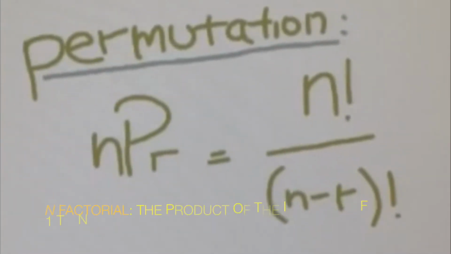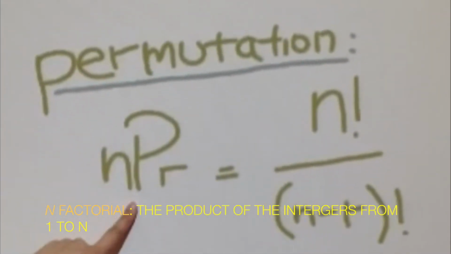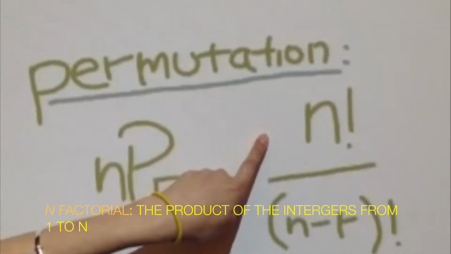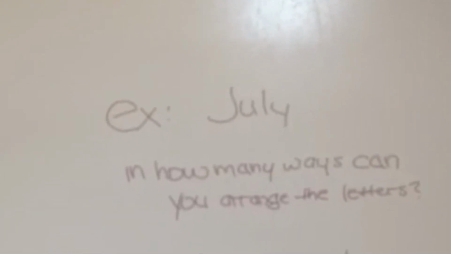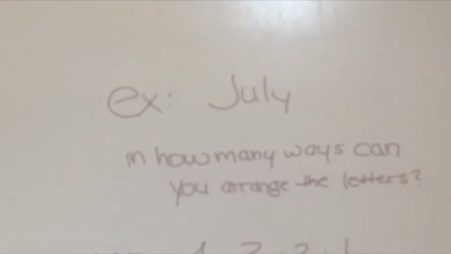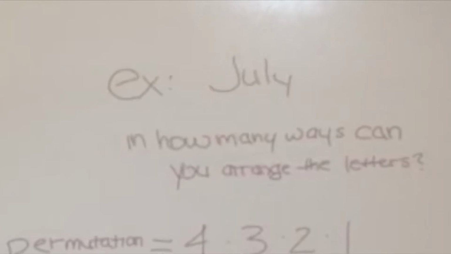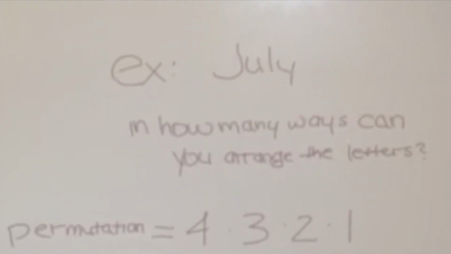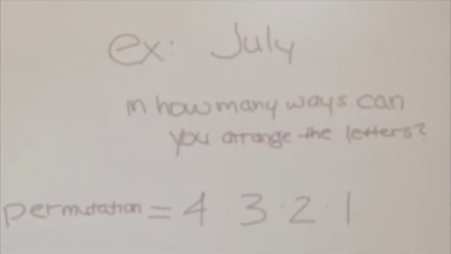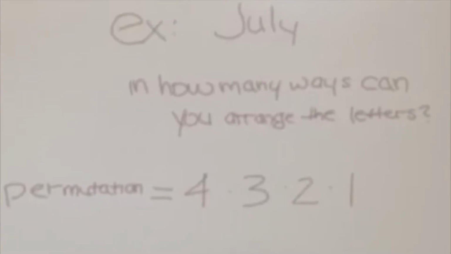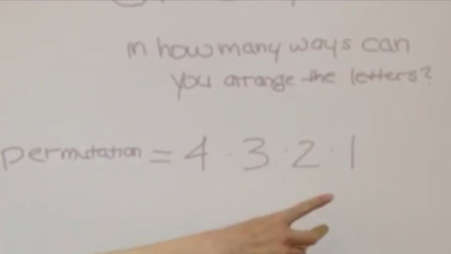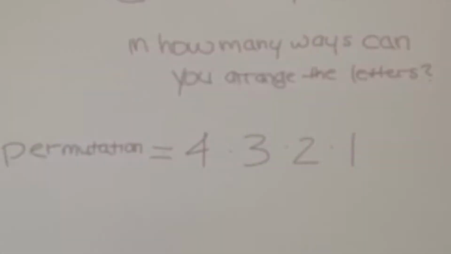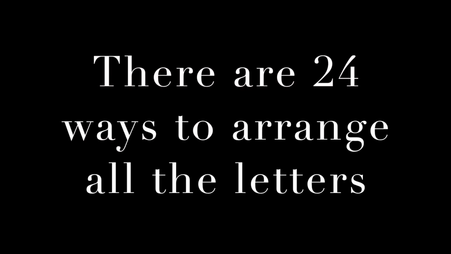The formula for permutation is n factorial over n minus r factorial. For example, in how many ways can you arrange the letters of July? To find the number of permutations, you multiply the choices for the first letter, which is 4, the choices for the second letter, 3, the choices for the third letter, 2, and the choices for the fourth letter, 1. There are 24 ways you can arrange all of the letters in the word July.